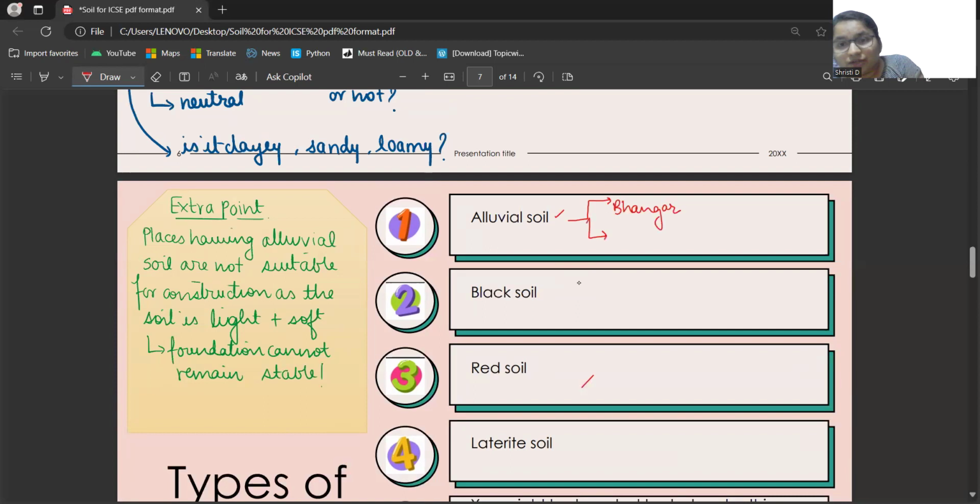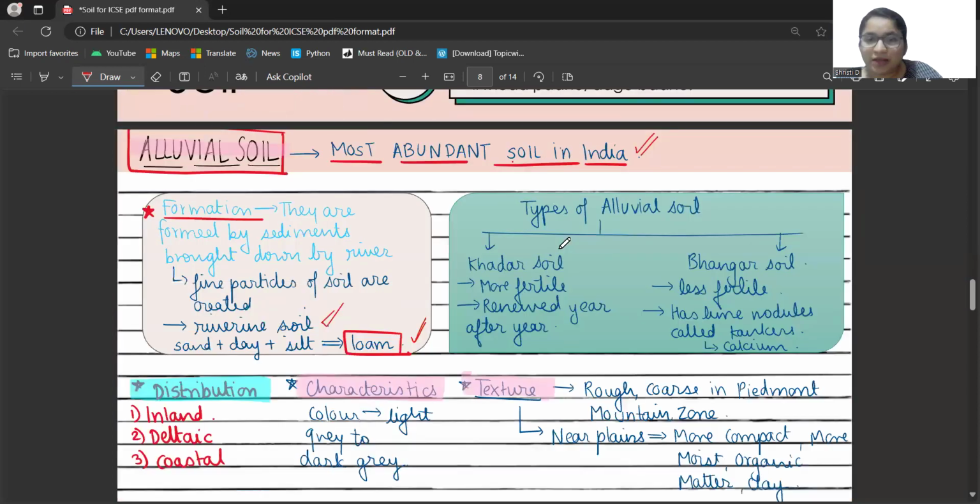एक है भानगर soil और एक है खादर soil. Okay, ये categorization further है inside alluvial soil. तो difference क्या है दोनों में? Let's look into it.